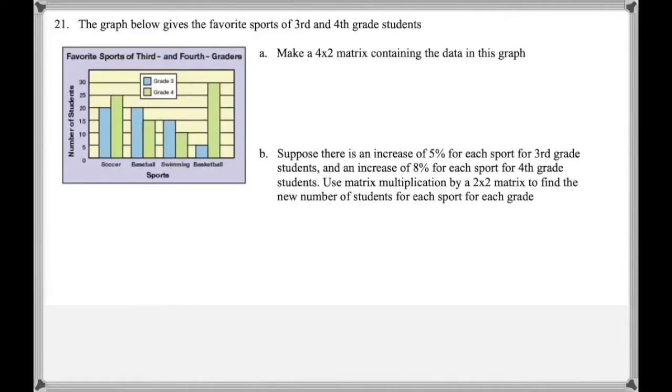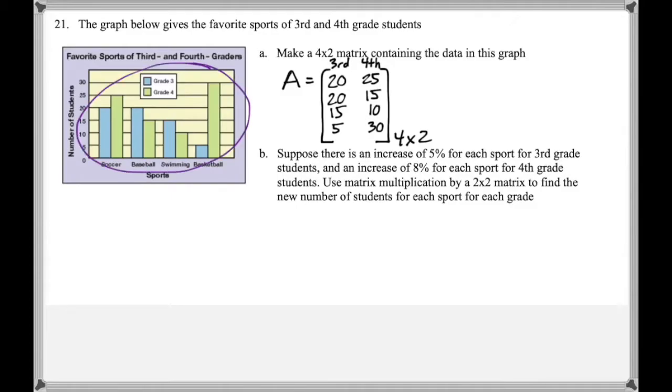The graph below gives the favorite sports of 3rd and 4th grade students. Part A says, make a 4x2 matrix containing the data in this graph. So translating the information from the graph, the 3rd grade column will be 20, 20, 15, and 5, and the 4th grade column will be 25, 15, 10, and 30.